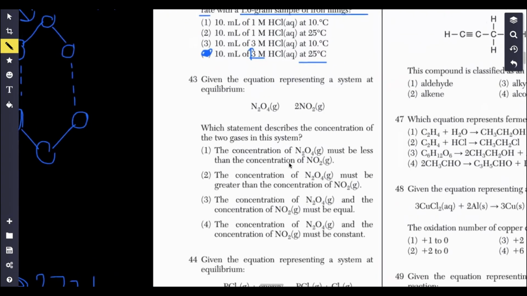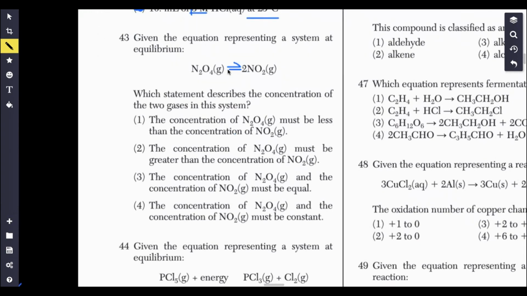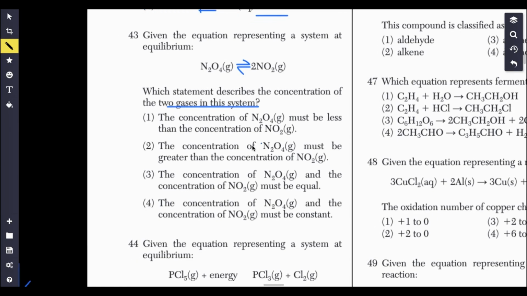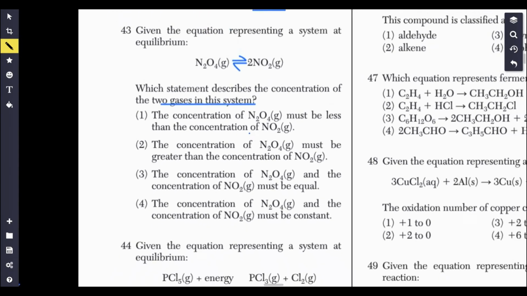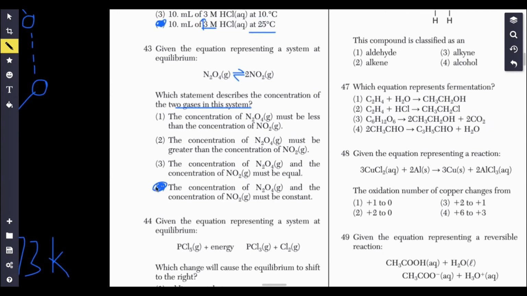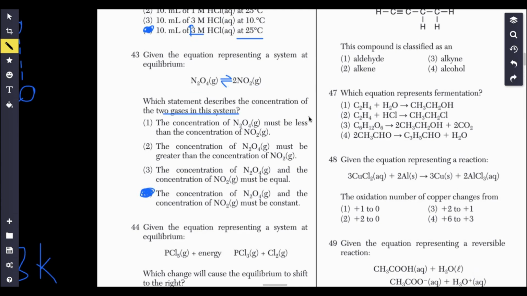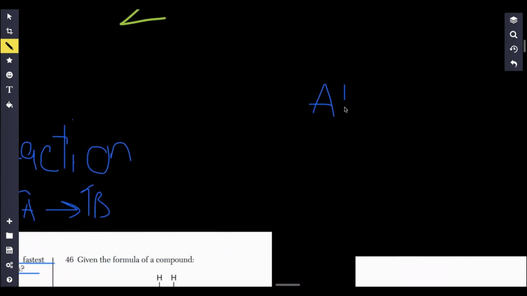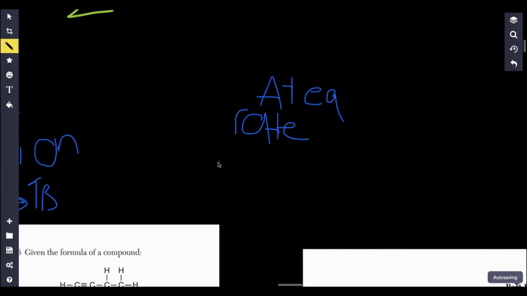So yeah, given that the system represents a reaction at equilibrium, which statement describes the concentration of two gases in the equilibrium? Must be constant. All right, so what you have to know is that at equilibrium, the concentrations of both the reactants and the products, they're going to be constant, okay? And this is because at equilibrium, the rate of both reactions are going to be the same. So rate of forward reaction equals the rate of reverse reaction.